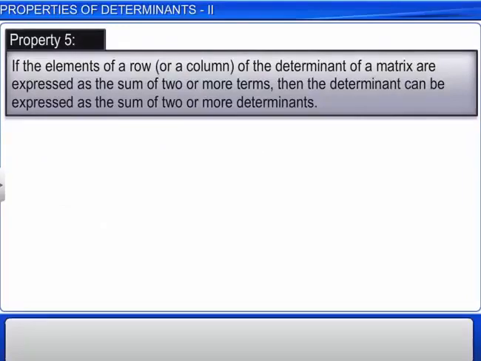Moving on to property 5. It says, if the elements of a row or a column of the determinant of a matrix are expressed as the sum of two or more terms, then the determinant can be expressed as the sum of two or more determinants.